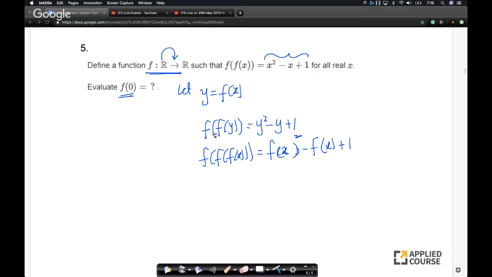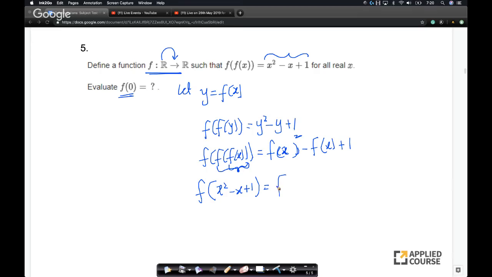Okay, if I say x equals 0, now what happens? Or can I also write another statement? Let me go step by step more carefully. So f of x is this, right? And what is f of x? F of x is x squared minus x plus 1.